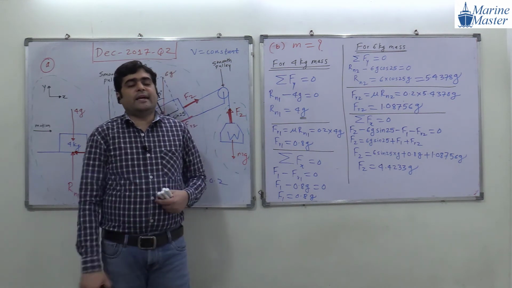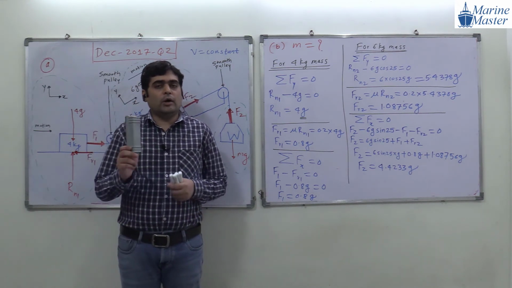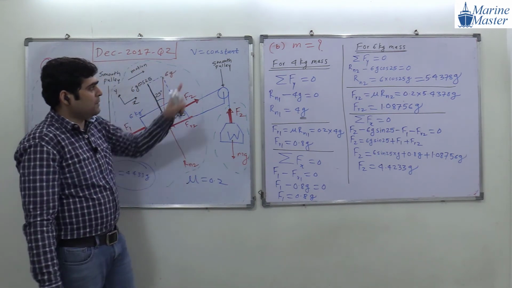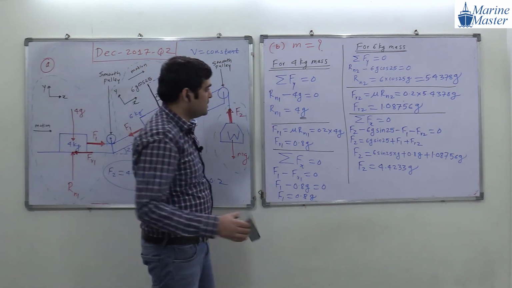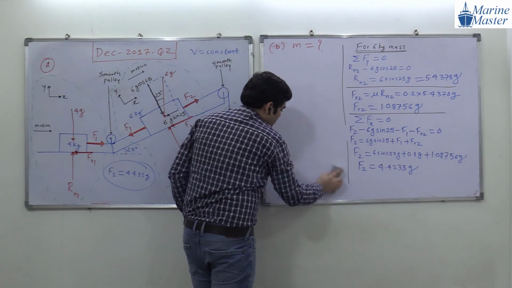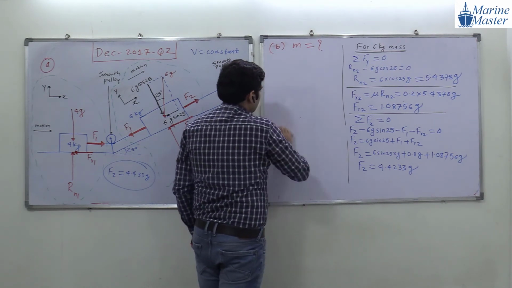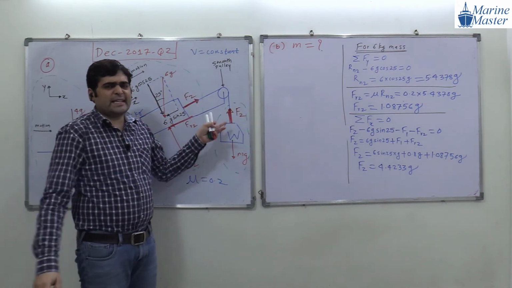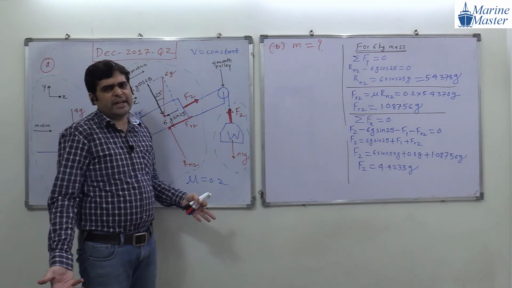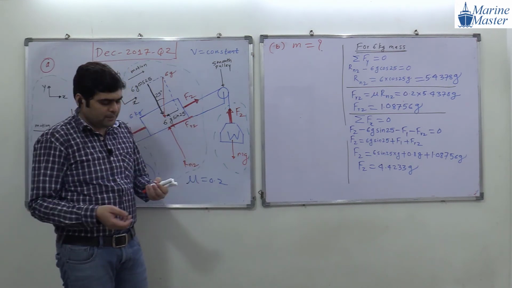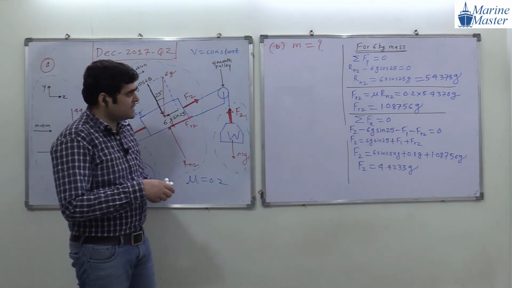Now guys, what is our target in B part? What we have to find out is mass m. For that purpose, see the scenario here. There is no need to take x and y direction because there is only one direction. So directly we can take summation of forces equal to 0. The system is in equilibrium.